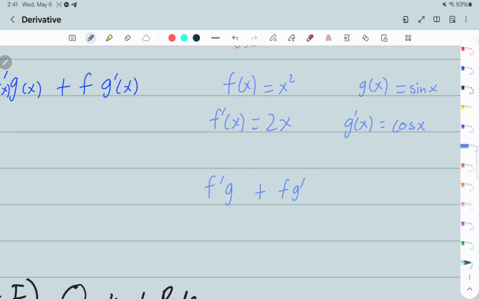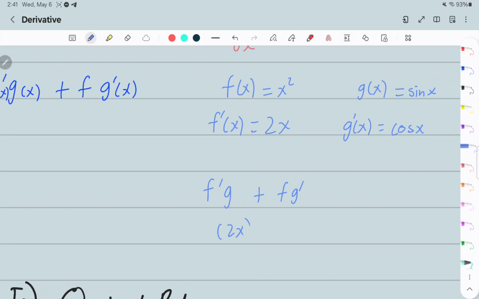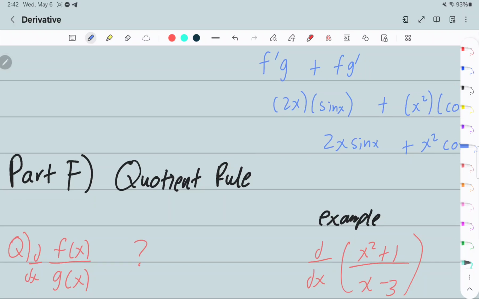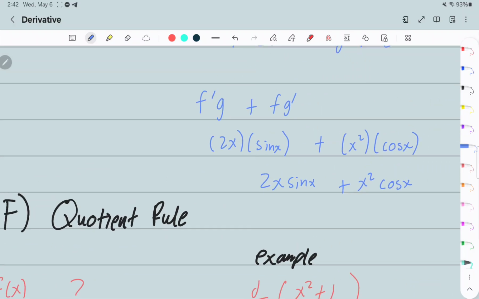So what is f'(x) in this one? It's 2x. And what is g? It's sine x. And then plus sign from the formula. What is f(x)? It's x squared. And what is g'(x)? It's cos x. Now, if you want, you can further simplify if your question asks. Otherwise, leave it like this. It's more than fine. But if I just even simplify this, I get 2x sine x plus x squared cos x. And I think for me right now, this is more than good enough. But if your question says simplify to the fullest, just simplify.